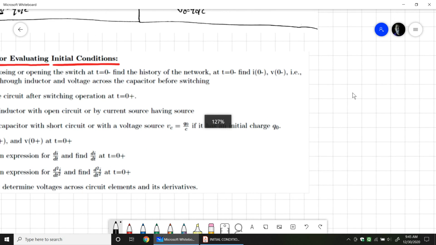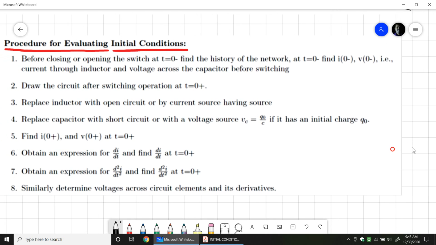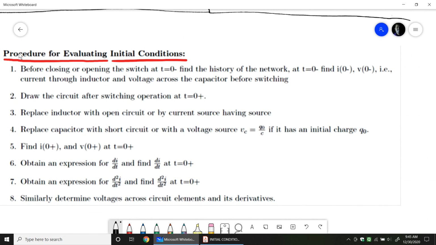Now let us look into the procedure for evaluating initial conditions. The first step is, before closing or opening the switch at t equals 0 minus, find the history of the network. It means find the initial value of any current or voltage, for which the current might be flowing through the inductor, or for which the capacitor might have charged to a certain voltage.